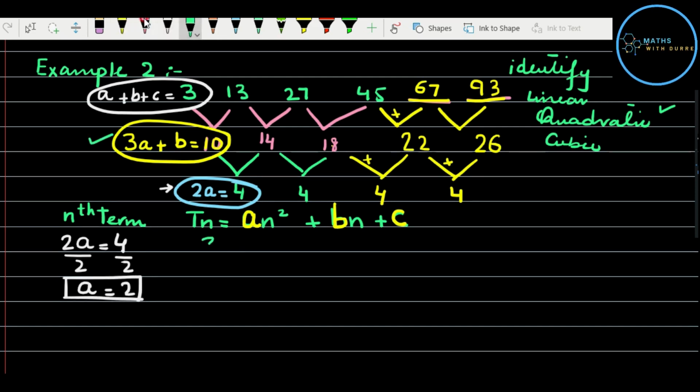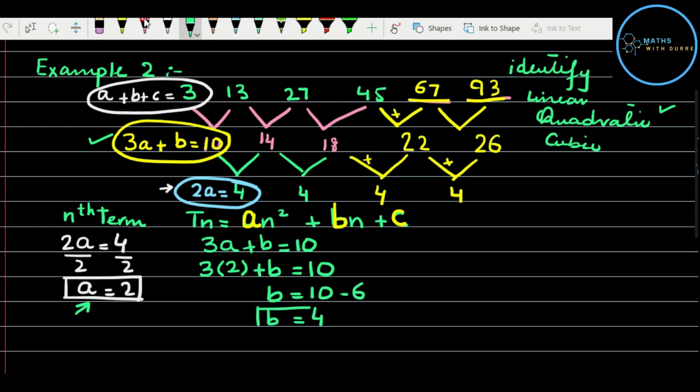The second one is 3a plus b equals 10. But as I know the value of a is 2, I will substitute the value of a, which is 2, and I will get the answer of b. This is important to understand the equation manipulation. So this is all about the manipulation. So b will be 4.